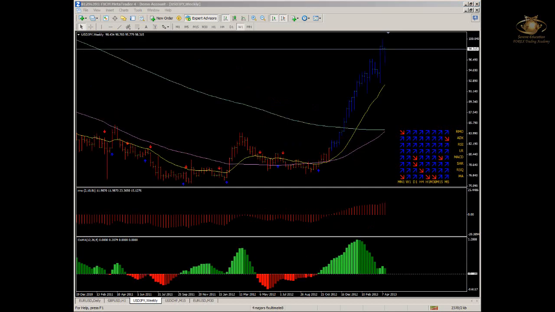Last pair of the day is the US dollar Japanese yen. This is quite an important one, because you look at the template over here in the corner, and it's pretty much blue. There's not much red. But that just goes to show, I mean, the monthly, you can quite clearly see, bar the moving average, which is still above price, you can see how negative the sentiment on the monthly was.